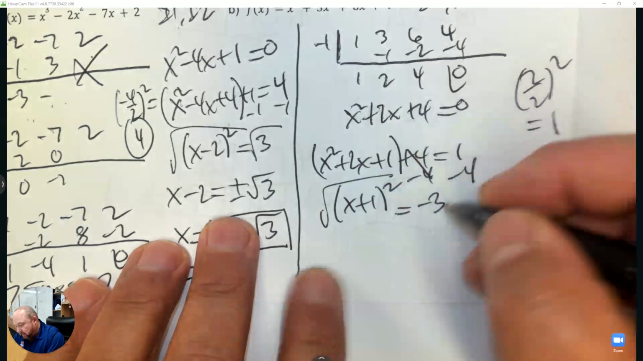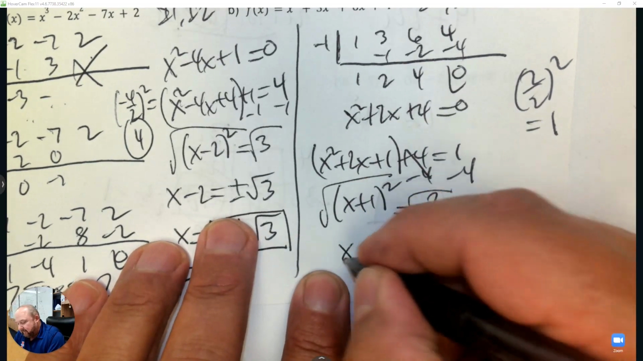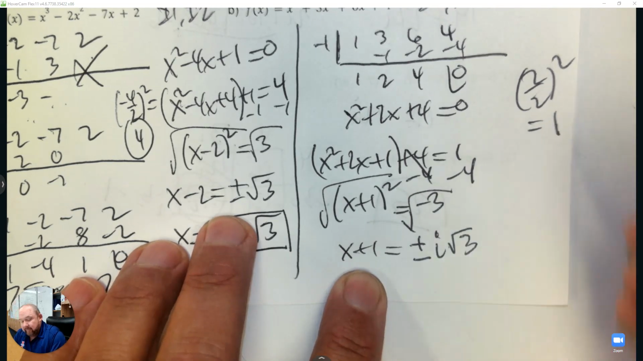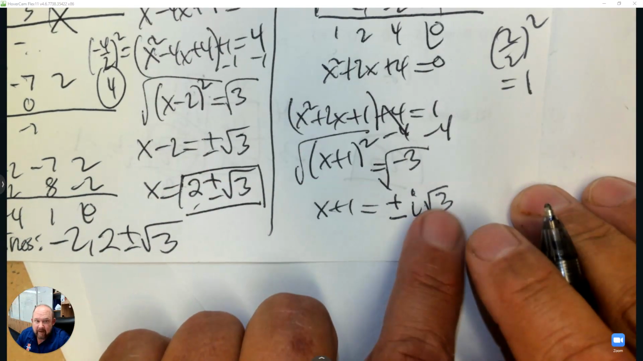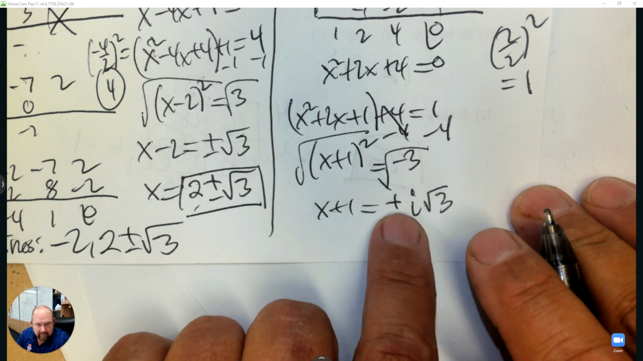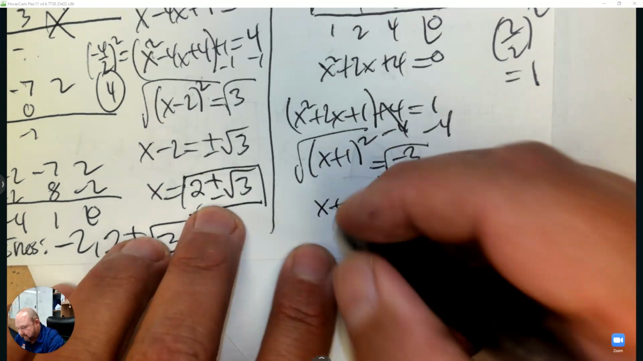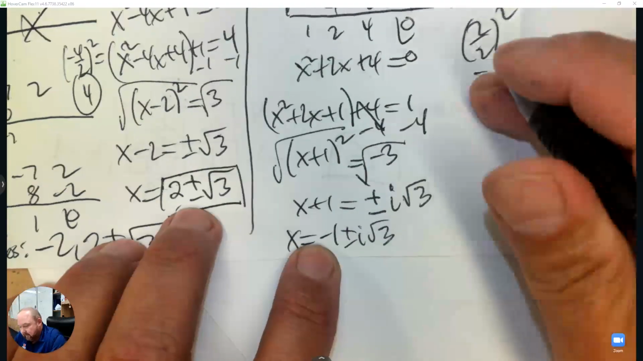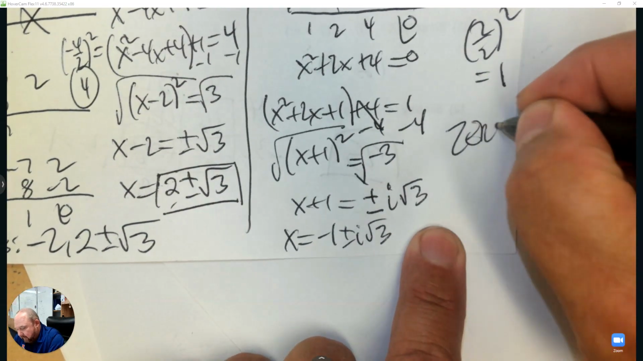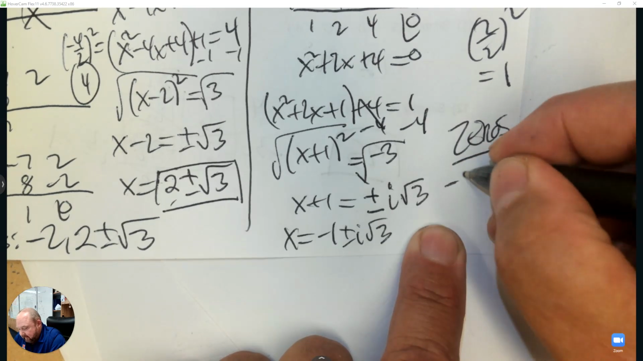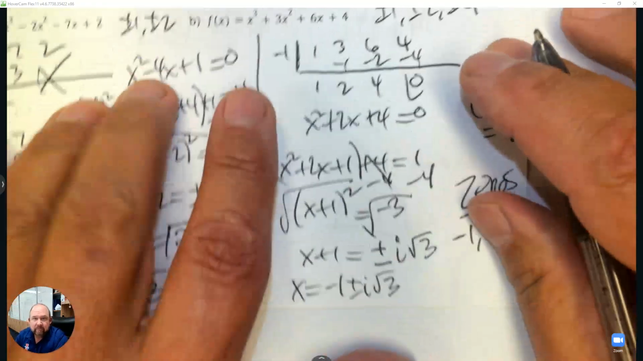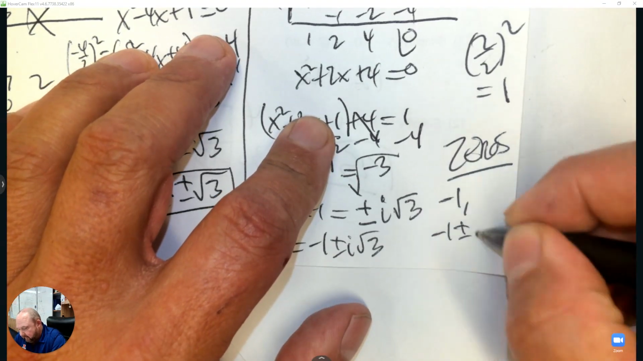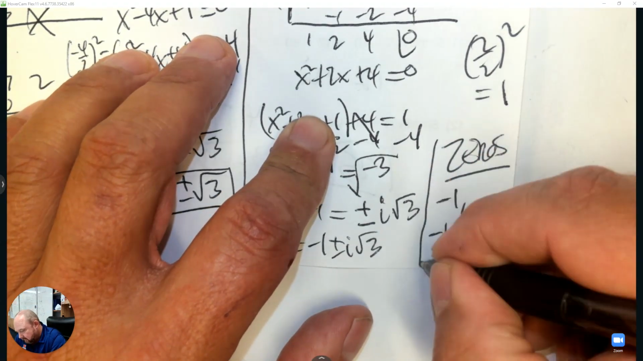And then when I square root, the square root of a negative number, again positive or negative, is imaginary. But root 3 is irrational. There's no number times itself. So we have an imaginary part with root 3, and then subtract 1, and you have your answers. So if I had room here for the zeros, I would say negative 1 is a 0, and then negative 1 plus or minus i root 3.